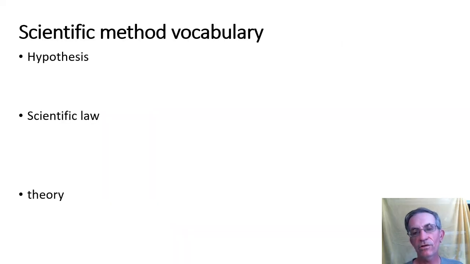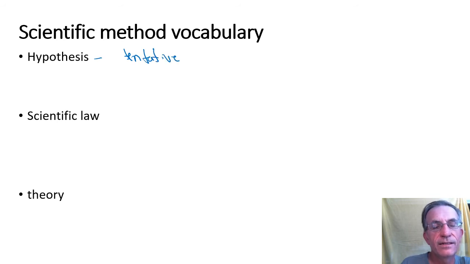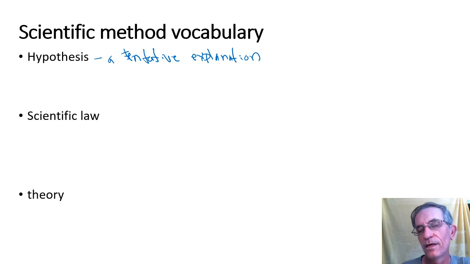Okay, so a little vocabulary I want you to be familiar with for the scientific method. All right, term number one, hypothesis. What's a hypothesis? A hypothesis is a tentative explanation for something. Another way of saying that is it's a guess.